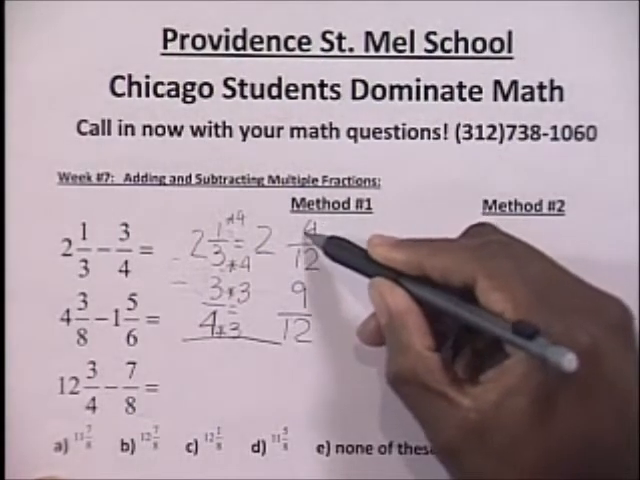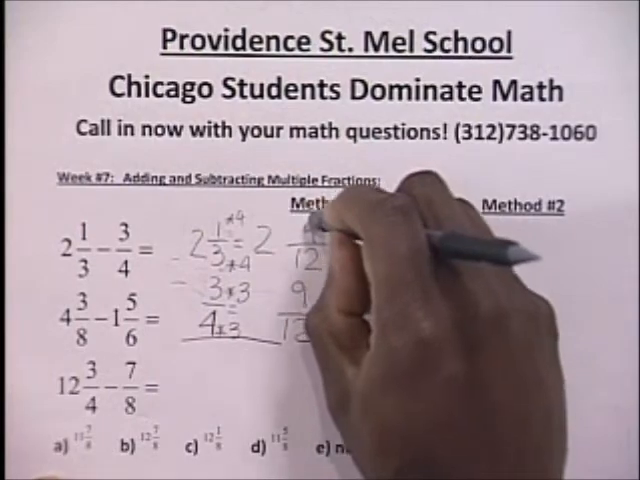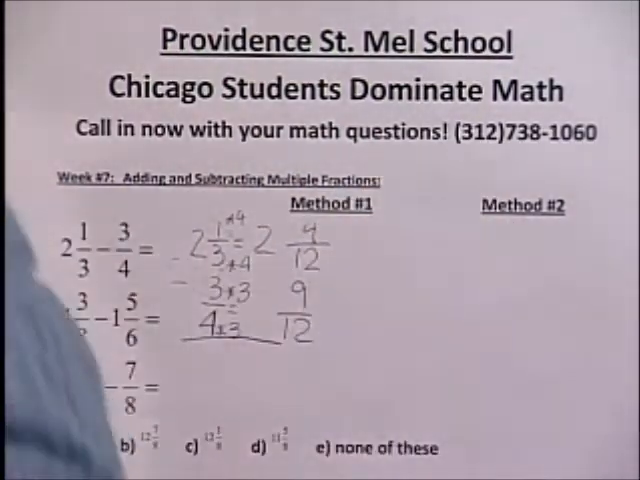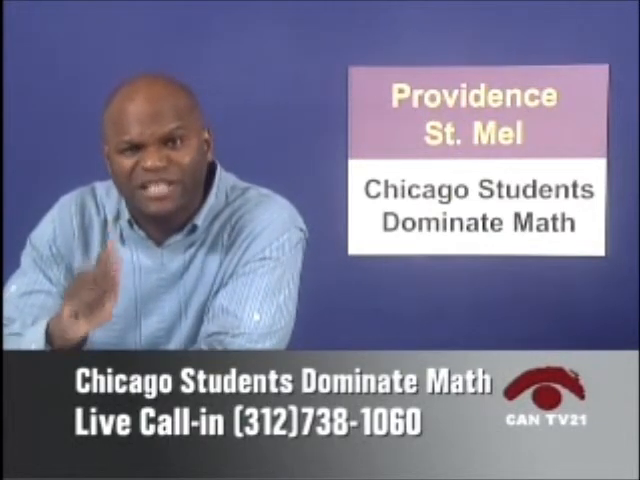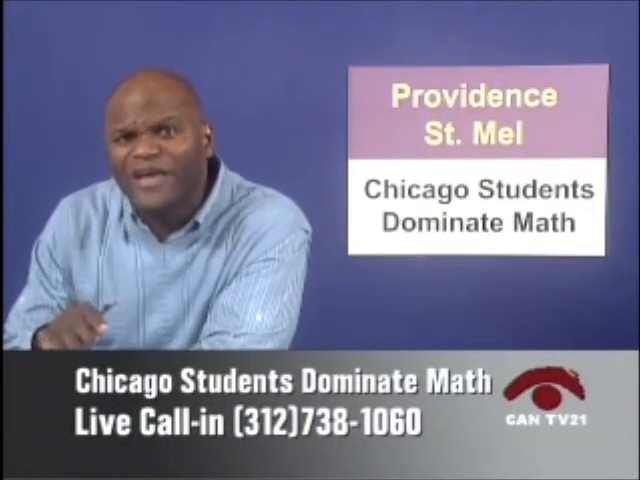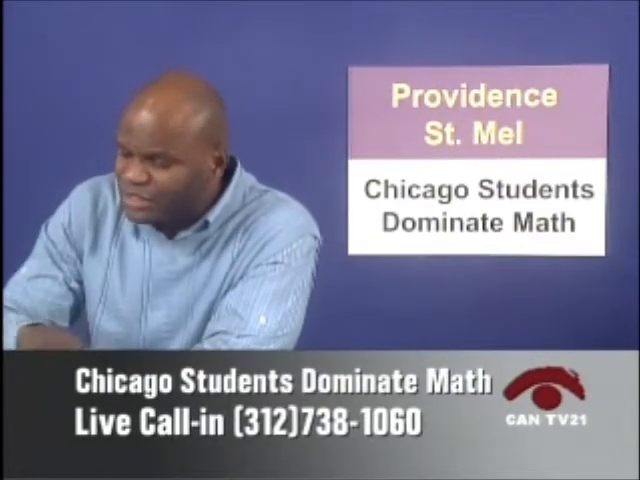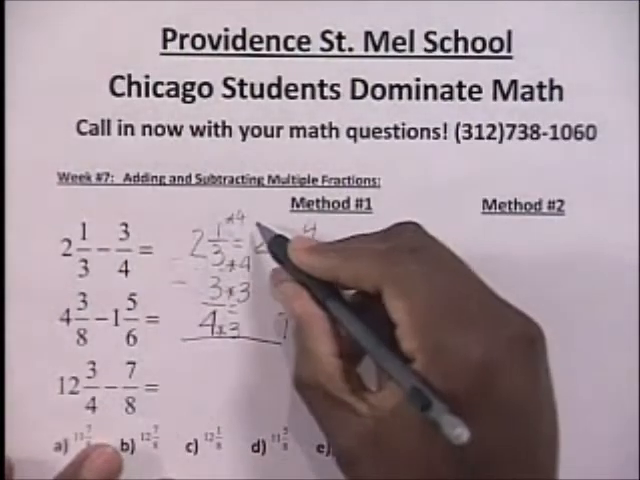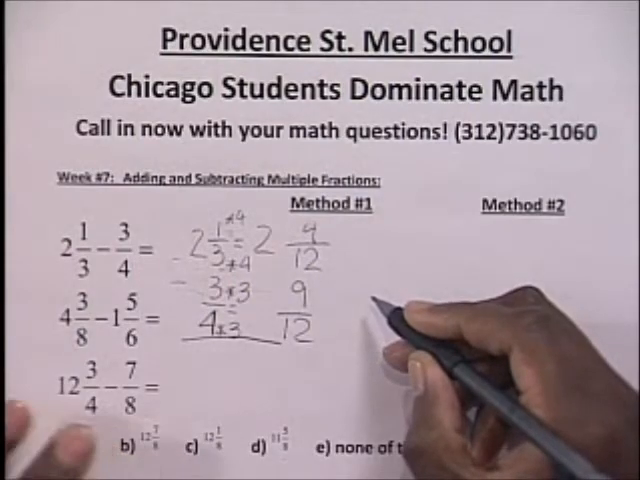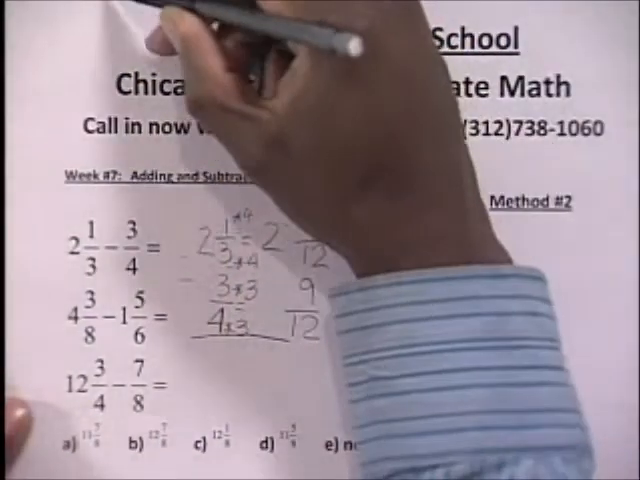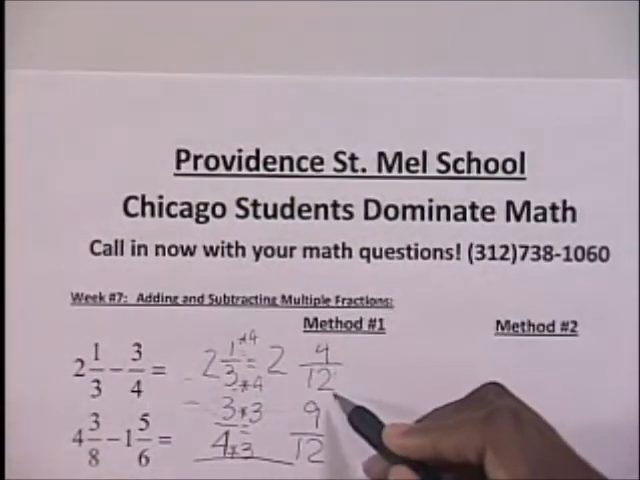So look what you have. You have 4 twelfths minus 9 twelfths. Again, you have a situation where the numerator in the top fraction is smaller than the numerator in the bottom fraction. You can't perform that operation. You must have another way of writing 2 4 twelfths. Let's do that up here. You have to have another way of writing 2 4 twelfths.